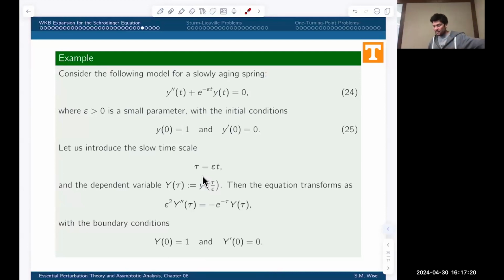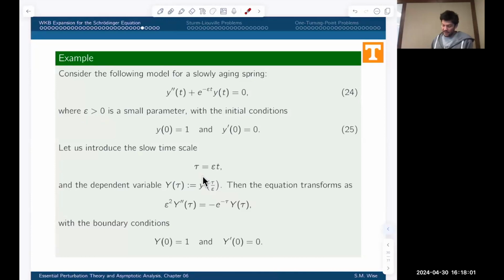This is the model for what's called a slowly aging spring. So in this case, we have the following model, y double prime plus something here. If we would normally have a constant times y, this would be the model of a spring, where y would be the displacement from an equilibrium point. But here, the spring constant is not a constant. We'll call it a spring coefficient. It is some number which is decaying in time. Where epsilon is some small, positive parameter.